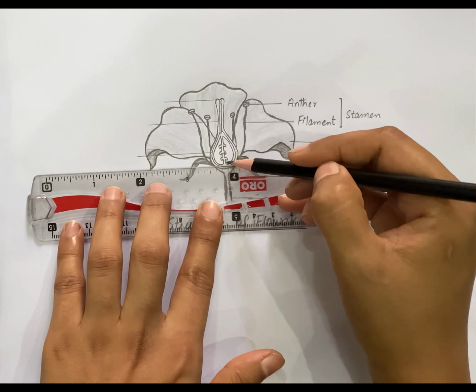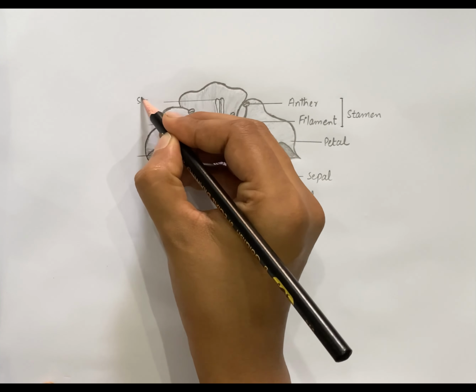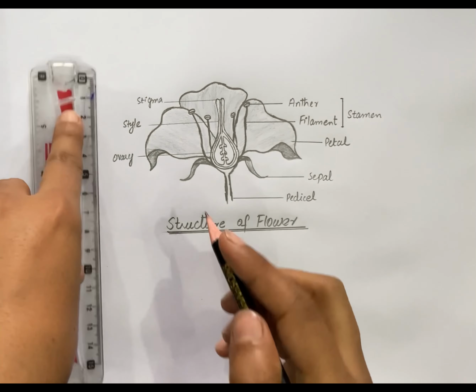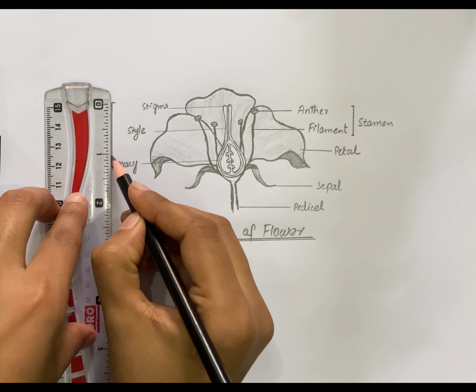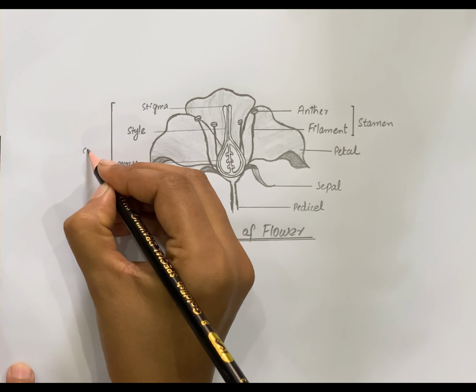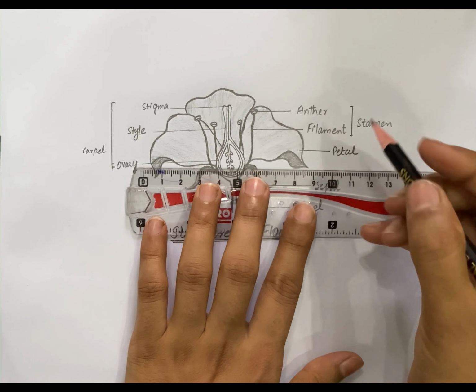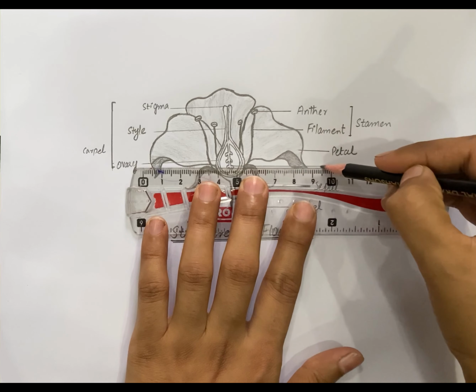This is the female reproductive part of the flower, stigma, style and ovary, and these are the parts of the carpel. And inside the ovary there are many ovules.